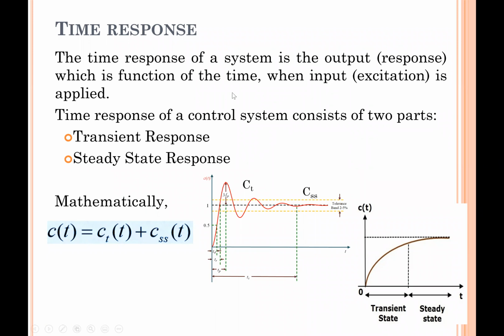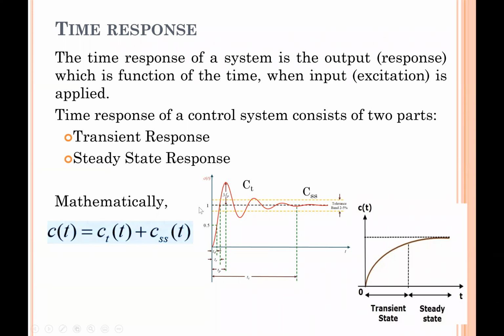So once again let me sum up. Whenever you are giving an input to any system, which might be a constant value, which might be varying with respect to time, whatever output we get, when we plot that output with respect to time, this function that we are getting is actually called time response. This time response of a system will always consist of two parts. First is the transient part, and second is the steady state part.